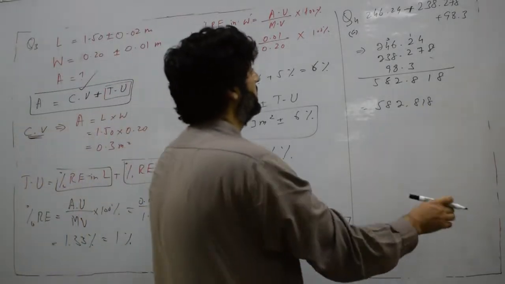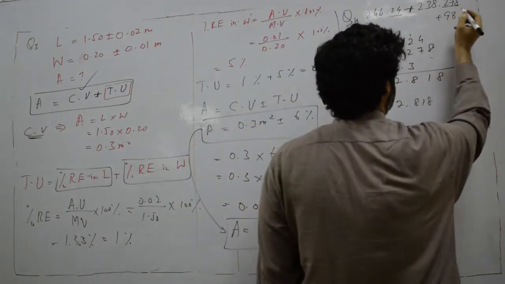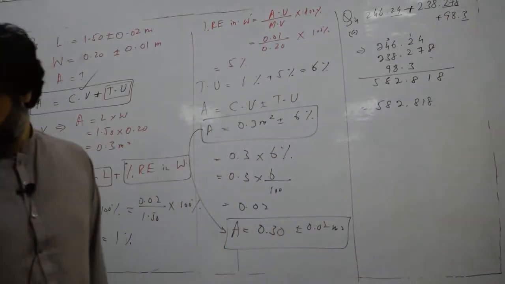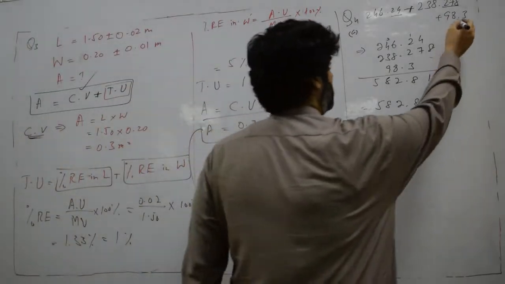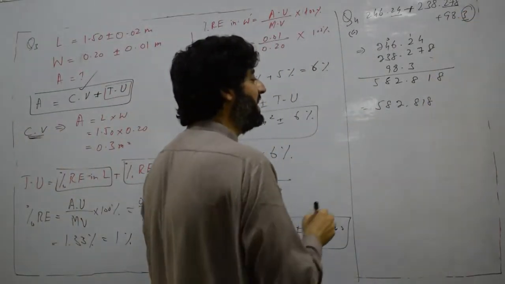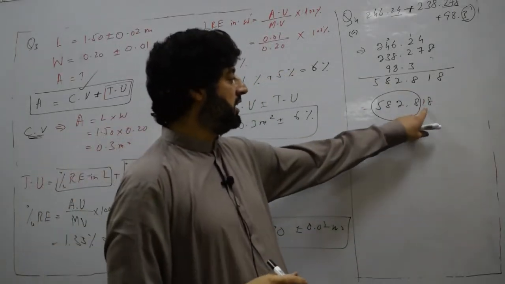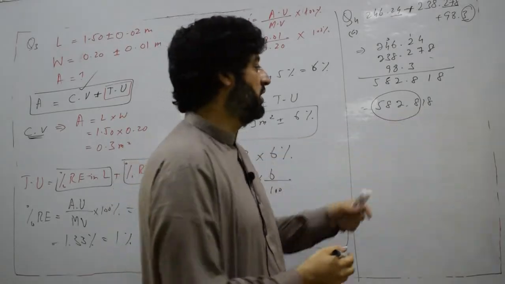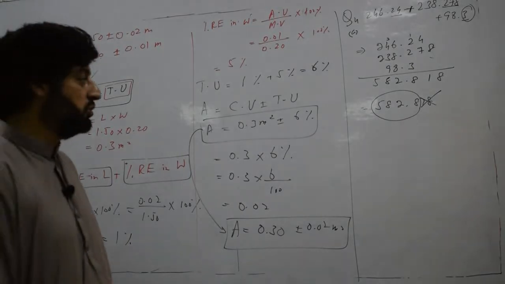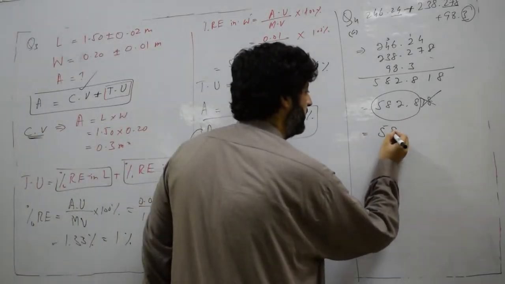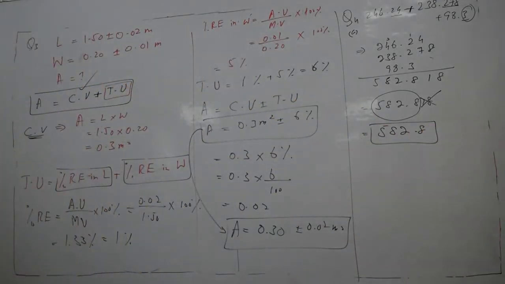Now look at the decimal digits. Here we have 2 decimal digits, here we have 3 decimal digits, and here we have 1 decimal digit. So the least is 1 decimal digit, so the answer should have 1 decimal digit. 1 is less than 5, so remove it directly without any change. So it will be 582.8. That is the correct answer for this measurement.